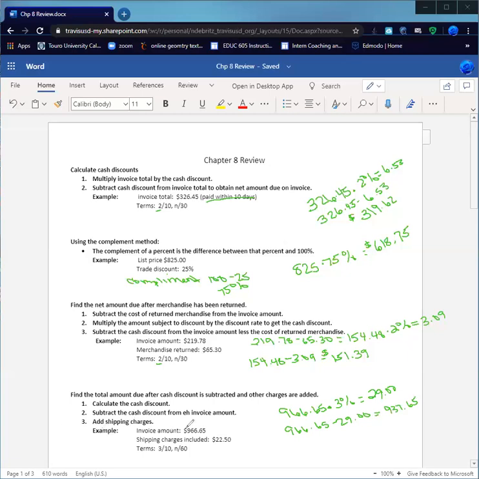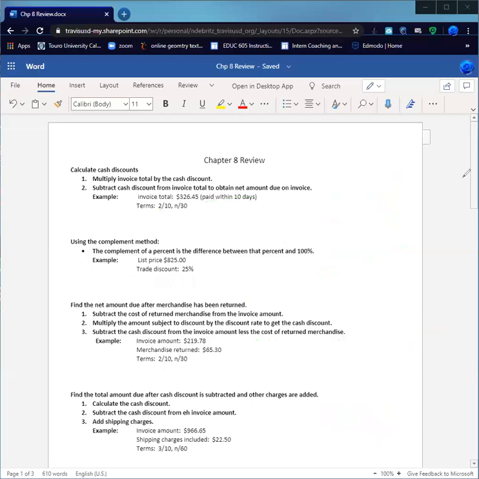Then I'm going to add the shipping charges. Well, the shipping charges were $22.50. So I'm going to take the $937.65, and I'm going to add $22.50. They do not get a discount on this because it's something that's taken care of by the shipping company. So that means the merchant, the person selling the stuff, has to pay somebody else. So that's a fee for somebody else. So this is going to be $960.15, I'm sorry, $960.15 is the total amount due.